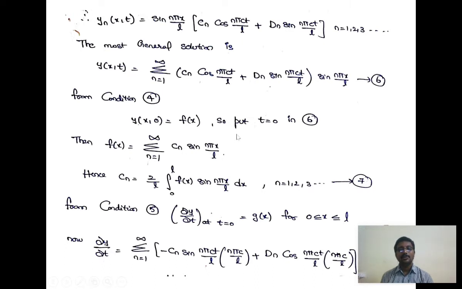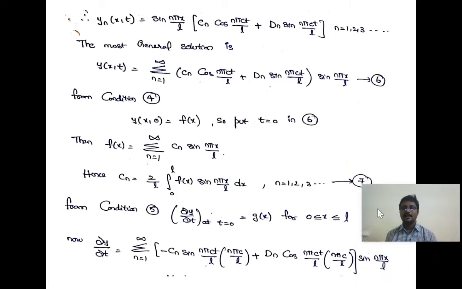So put t equal to 0 in equation 6. Now cn value is 2 by L into integral 0 to L f of x into sin n pi x by L dx. Now we will have another condition, that is dou y by dou t at t equal to 0 is g of x. Thus dou y by dou t is obtained just by differentiating y with respect to t. While differentiating partially with respect to t, keep x as constant.